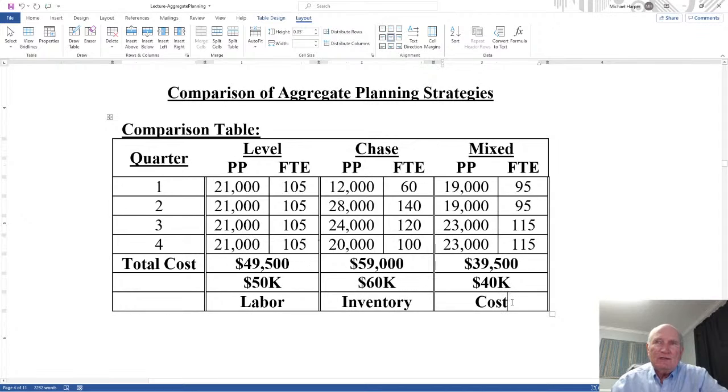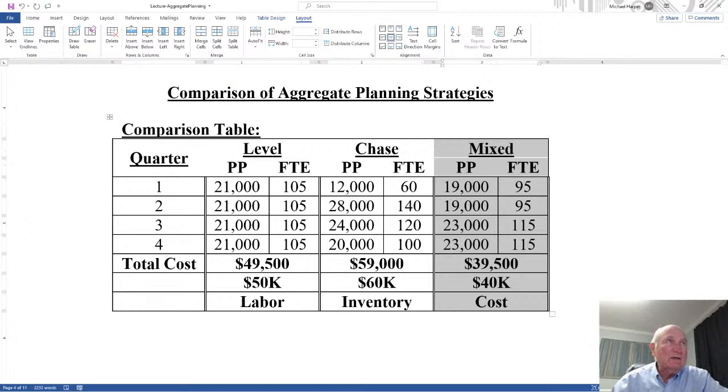So if you want, from this cost, this mixed plan, to have maximum control over your inventory, that'll cost you a $20,000 premium. If you want to have control over your labor from this cost here, it's going to cost you a $10,000 premium to control your labor better. This mixed plan does not have the same amount of control over inventory as the Chase plan does, but it'll cost you $20,000 to have that control. It doesn't have the same amount of control over labor, but it'll cost you $10,000 to have that control. And so this premium is a way to analyze management decisions.